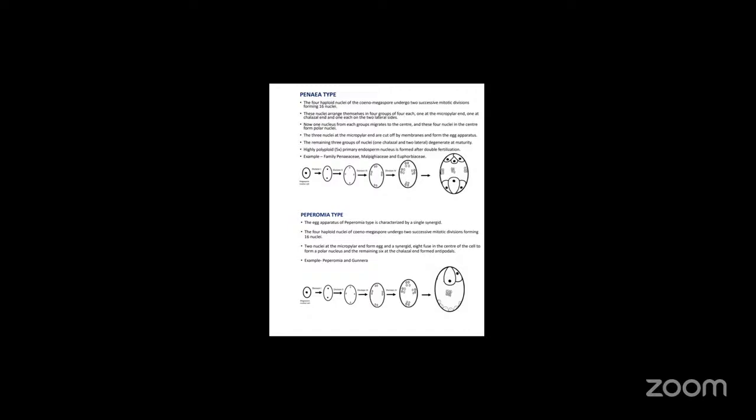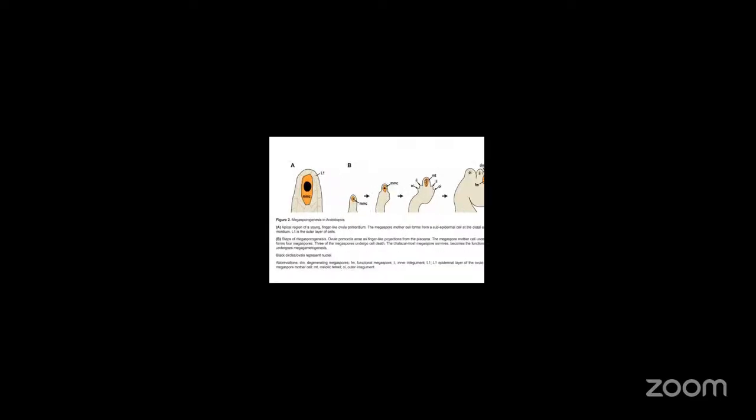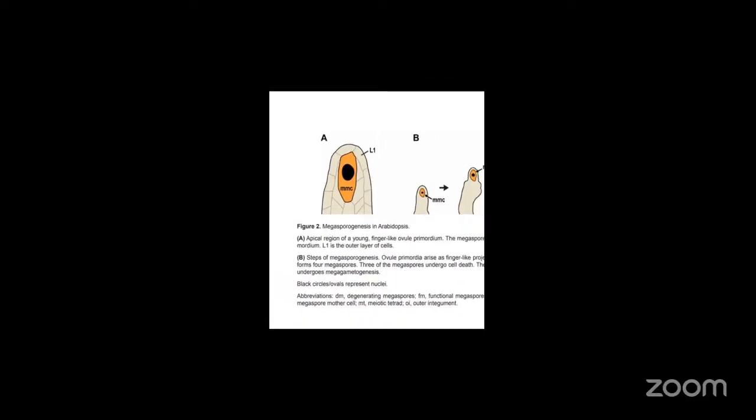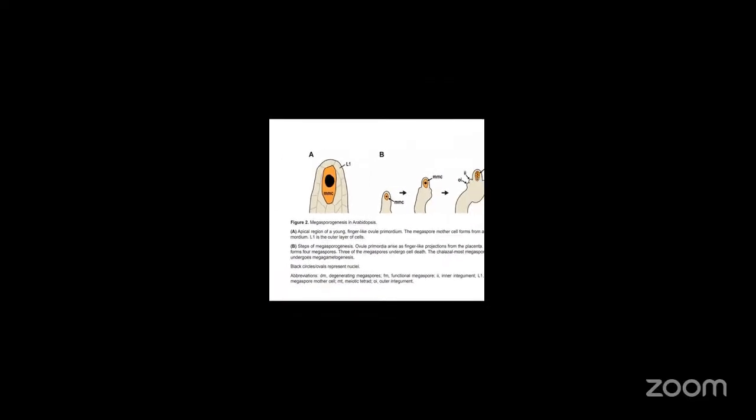And another types are Plumbago, Drusa, Fertilaria, and Plumbagella. These are some types of tetrasporic embryo sacs.